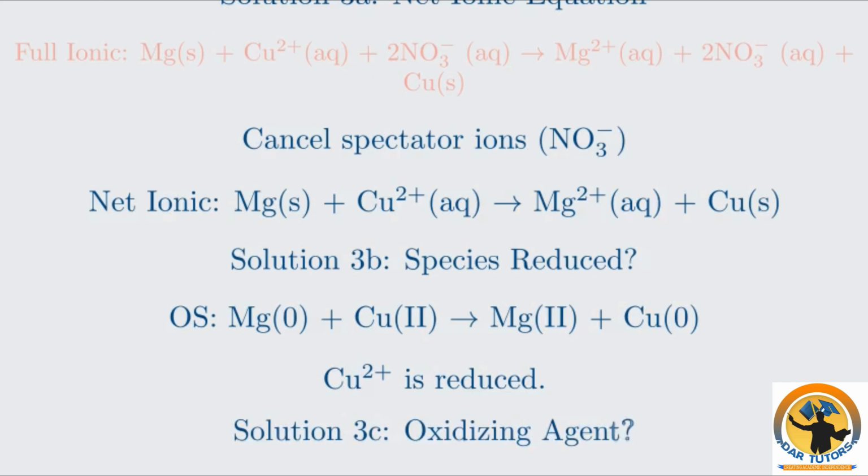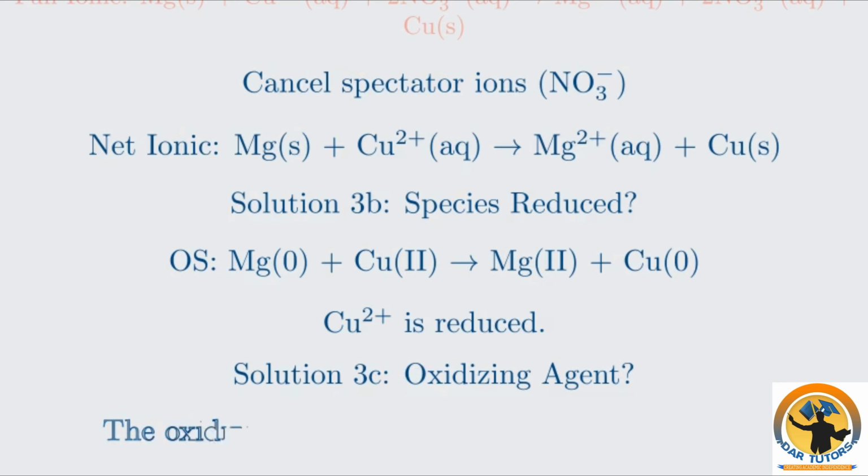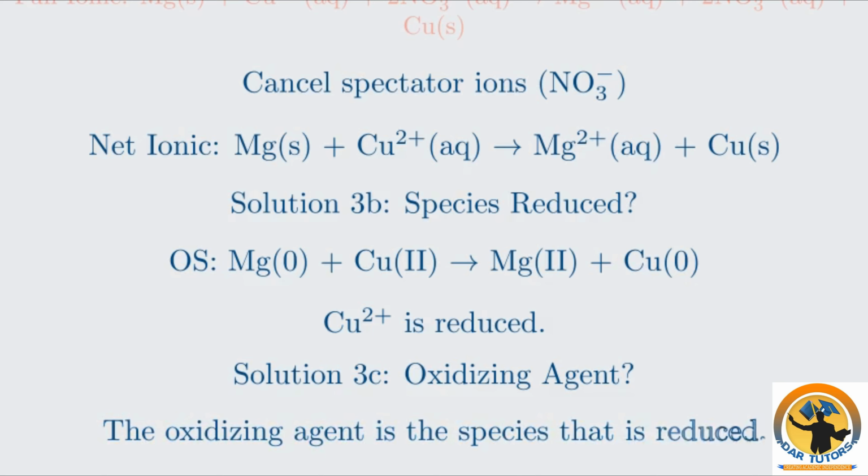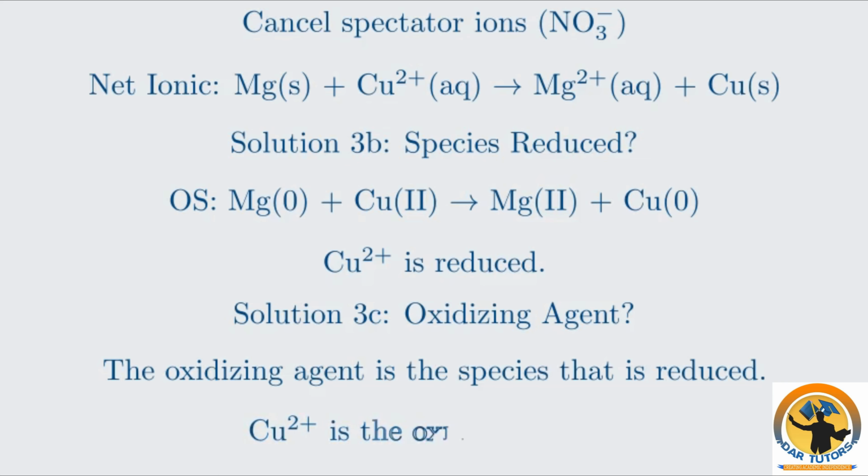For part C, the oxidizing agent is the species that causes the oxidation of another, so it gets reduced itself. The oxidizing agent is the species that is reduced. Since Cu2+ was reduced, it is the oxidizing agent.